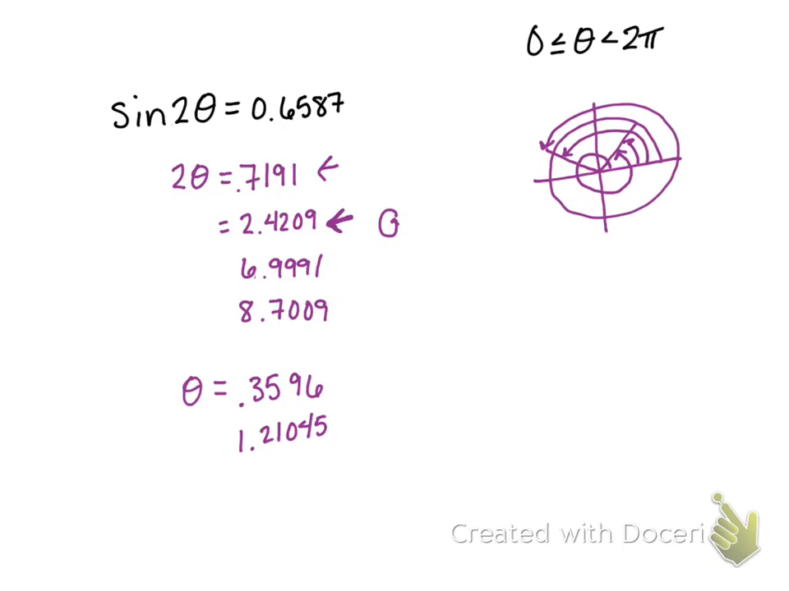Sorry about my phone going off. And let's actually round this. Sorry, I was distracted there for a second. Let's round this to 1.2105.